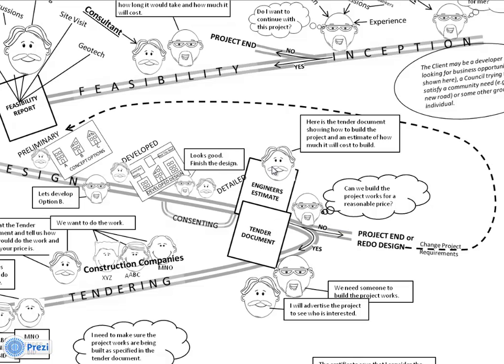He'll also estimate how much the whole thing is going to cost, because the client wants to know. He wants to know, how much do I have to spend on this thing? And then the client will look at it. He'll look at the design, and he'll look at the engineer's estimate, and he's got a pretty good idea of how much it's going to cost, and he'll be asking himself, can I do what I want to do for the price?